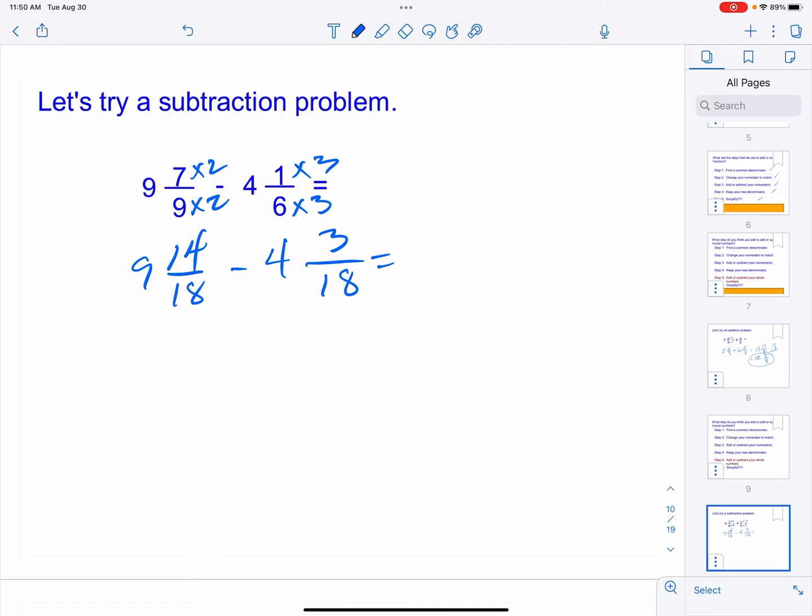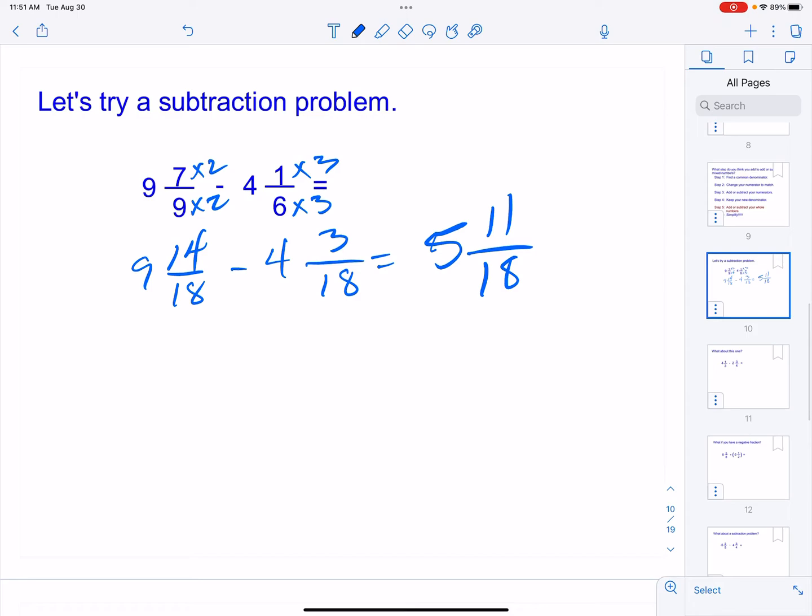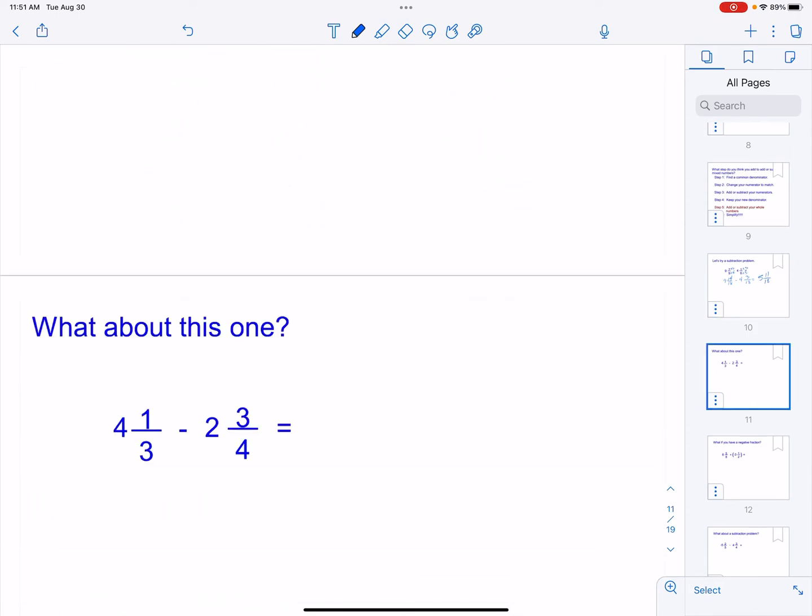Now we subtract. 14 take away 3 gives us 11. 18 and 18, we keep our denominator. 9 minus 4 is 5. Now we ask ourselves, could I simplify the 11 over 18? No, we cannot. And you're done. And that's all there is to it.